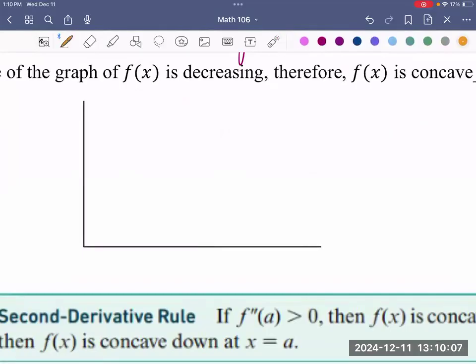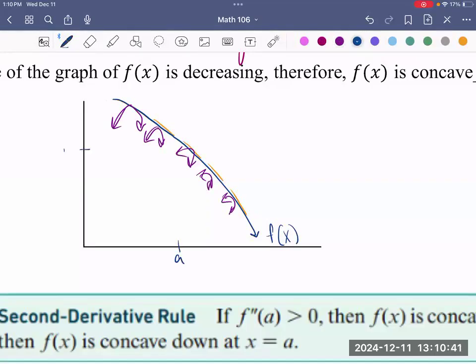So if your first derivative is decreasing, right, it's going down. Right, so if your first derivative is down, therefore your graph also is falling. It says that therefore your second derivative is concave down. You can see that here. And again, at a particular point, a, f of a, here.